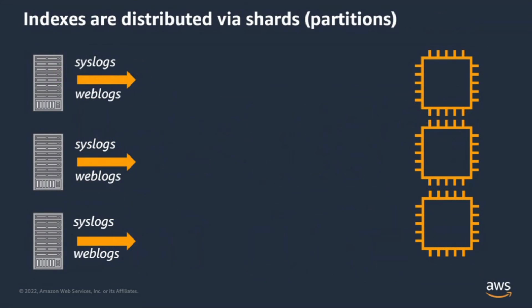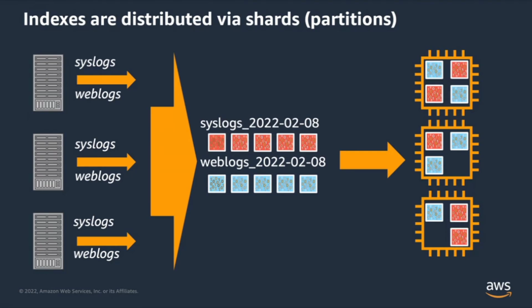So how is it that the data itself is distributed across those nodes? When you work with OpenSearch, you use indexes. An index is a collection of documents. And as you've seen, the documents then are individual log lines or they're items from your e-commerce catalog or what have you. If we look at a logs workload, and we have two sources here. We have 3 servers. They're sending syslogs and web logs. Those are going to go to a particular index. So an example would be something like syslogs 2022-0208 or weblogs 2022-0208. This is typical to manage lifecycle by day.